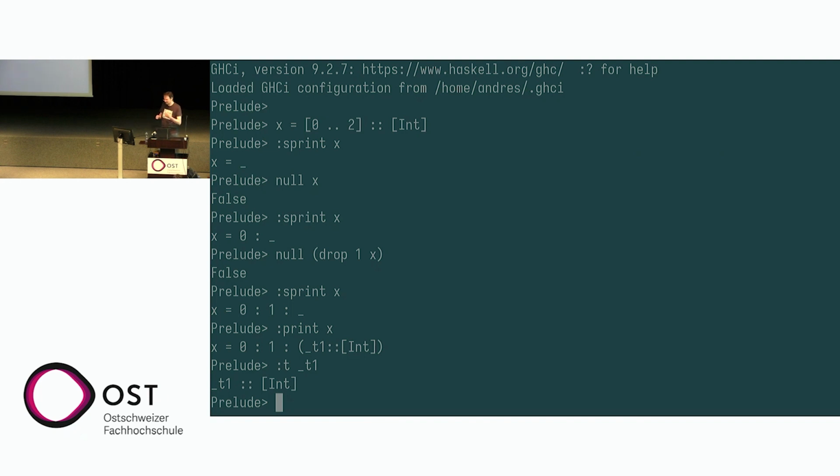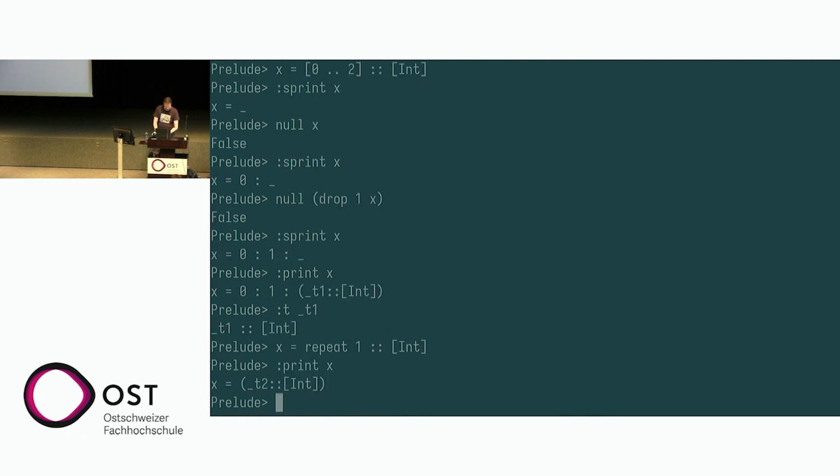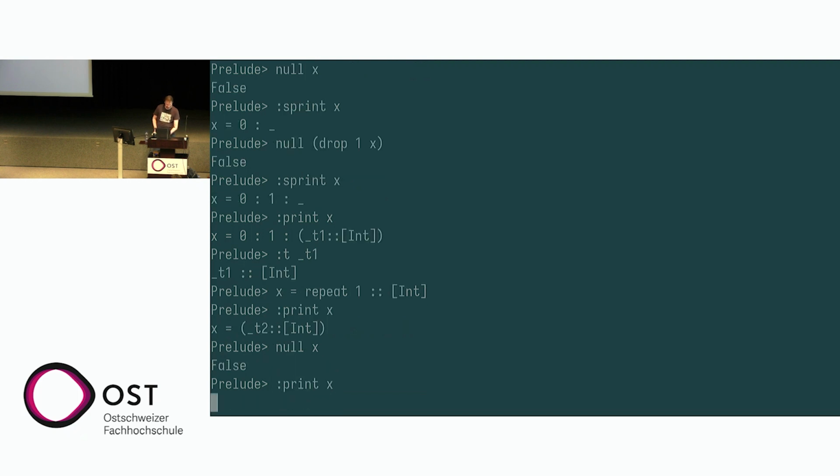There are a couple of shortcomings. One significant shortcoming is that it cannot deal with cyclic structures. So if you do x equals repeat 1 and then print x, that's still fine. But now if I do something like, I don't know, I think head is even enough. Null is even enough, null x. And then print again, then it will just hang.